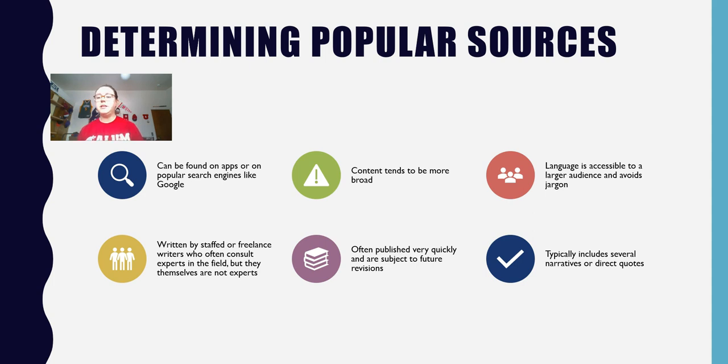Now, it often typically includes several narratives or direct quotes. Remember, oftentimes, the people who are writing these popular sources are not considered experts in the field, but they're citing experts in the field. As a result, you will see a lot of direct quotes and narratives used to really borrow from the experts' experiences and their prior works that are informing the popular source you're engaging with.